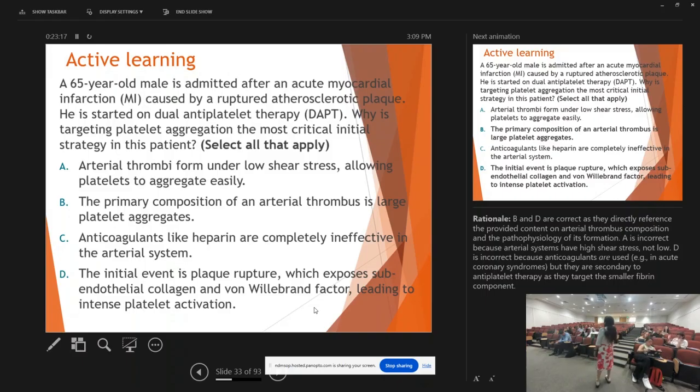It's a rupture, and you need the von Willebrand factor to do the platelet aggregation. Then all the platelet aggregation is going to form the thrombus. So yeah, you're getting into the process, right? You're learning the process. But what is the big picture?